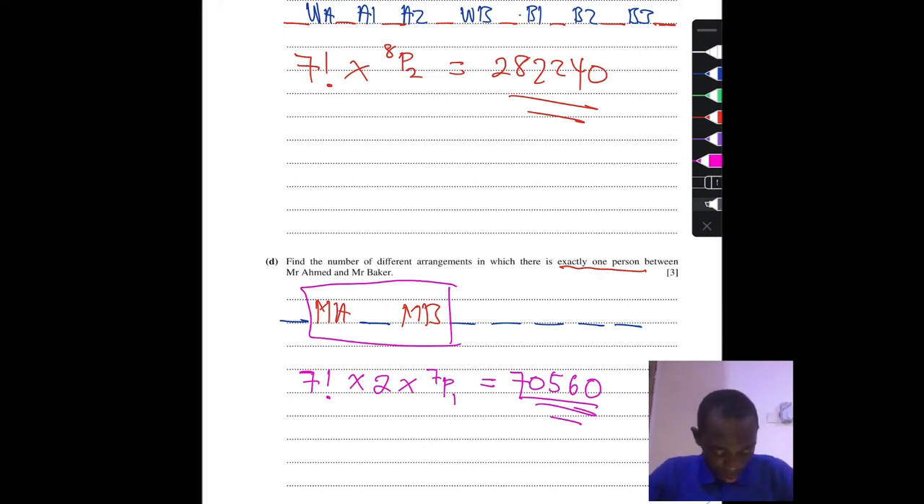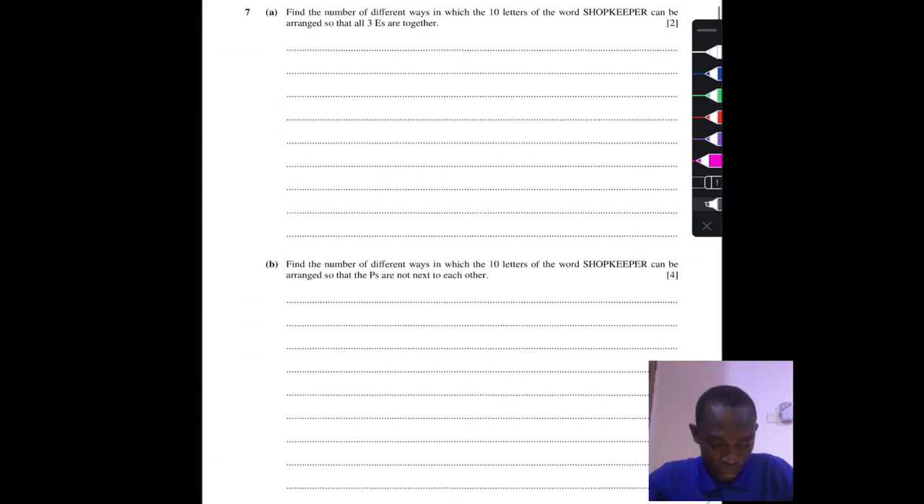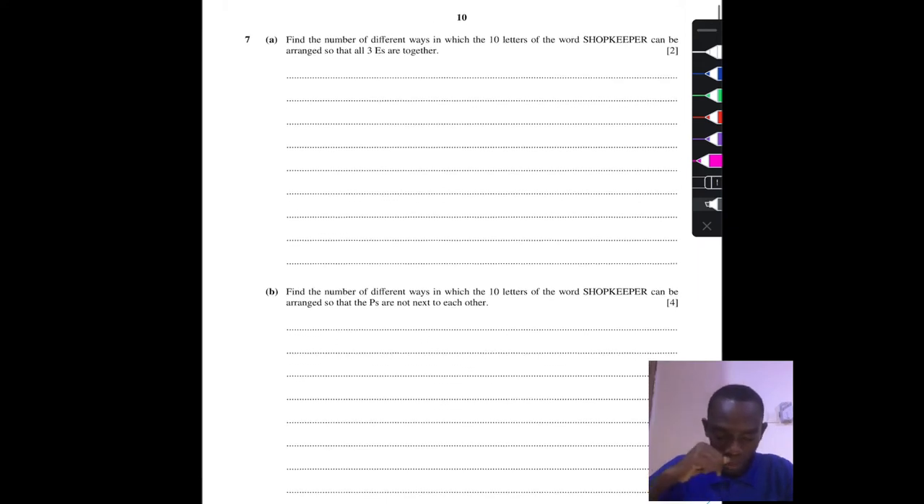So that is paper 5-2 of October, November 2020. Let's move on to the next paper. I think this is 5-1 October, November. Okay, it talks about shopkeeper. It says find the number of different ways in which the 10 letters of the word shopkeeper can be arranged so that the E's are together.